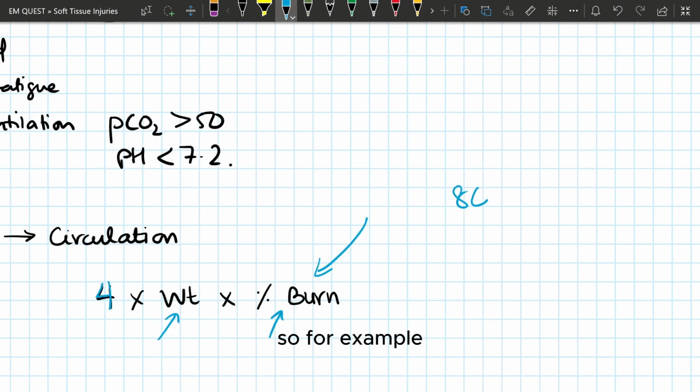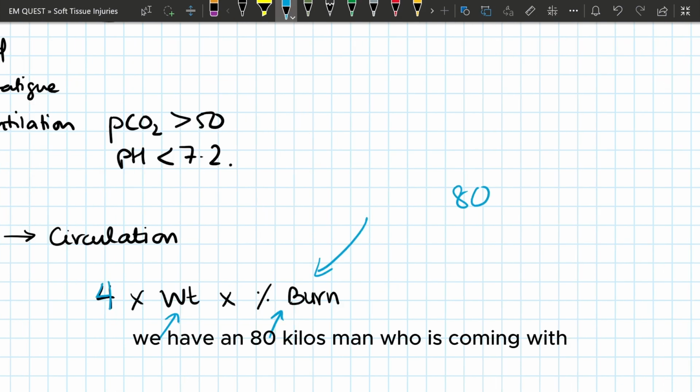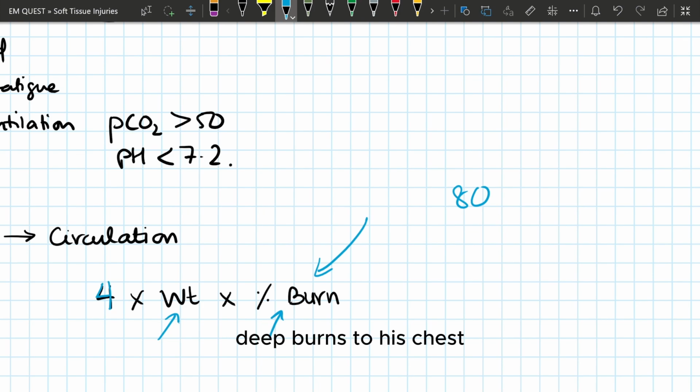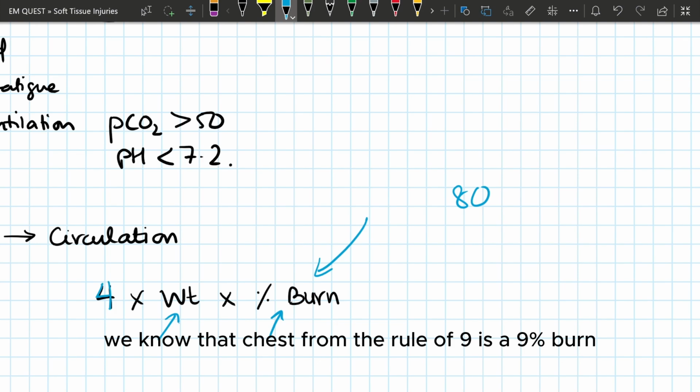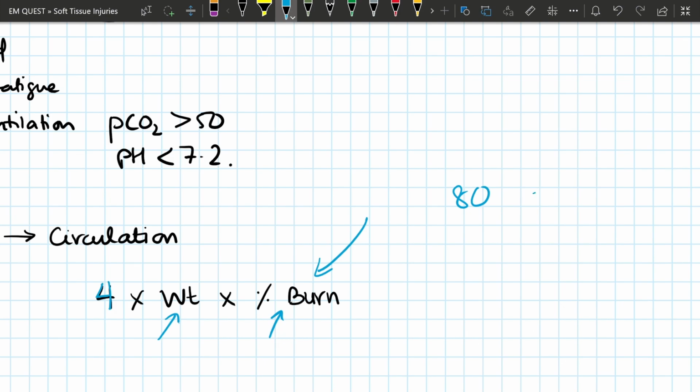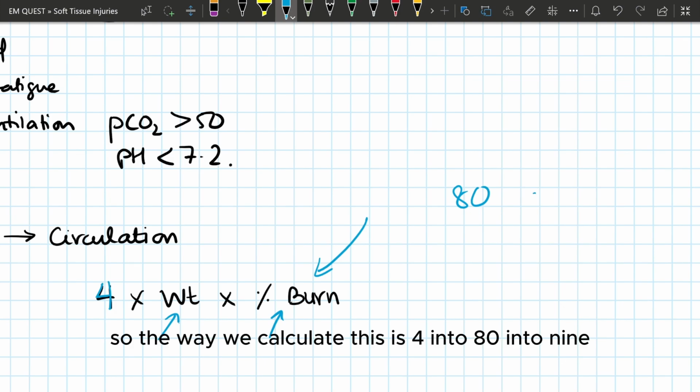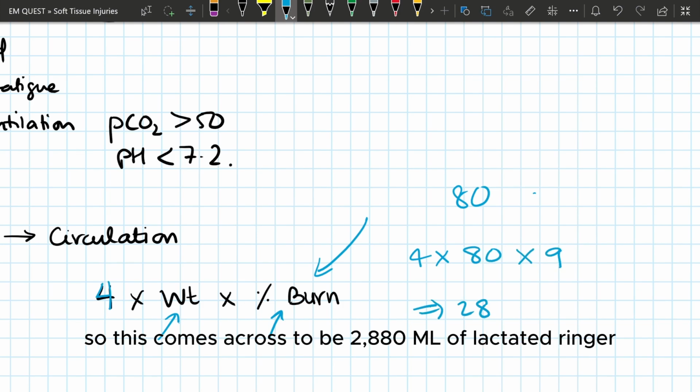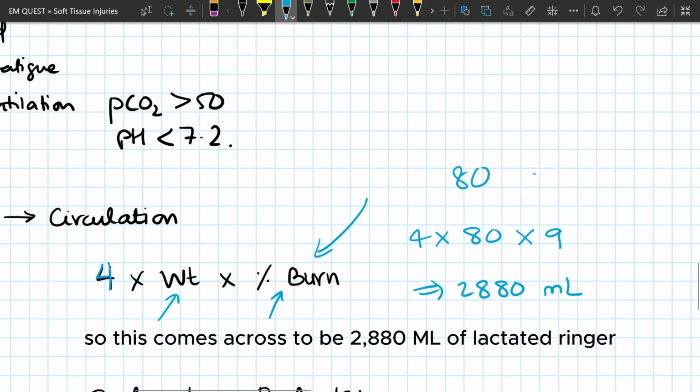So for example, we have an 80 kilos man who is coming with deep burns to his chest. We know that chest from the rule of 9 is a 9% burn. So the way we calculate this is 4 into 80 into 9. So this comes across to be 2880 ml of lactated Ringer.